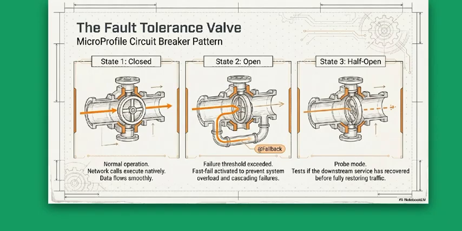Exactly. It carefully tests if that downstream service has recovered by letting a tiny trickle of traffic through before fully opening the floodgates again. Brilliant. But okay, if we have dozens of these recovering, highly independent microservices chattering away with each other across a cloud network, how do they know who is allowed to talk to whom? That's the big question. Because trusting every request in a distributed system seems like a massive security bottleneck.